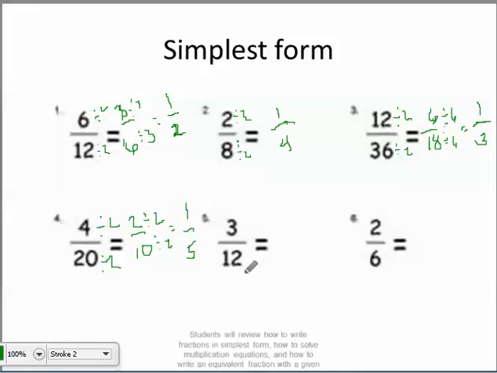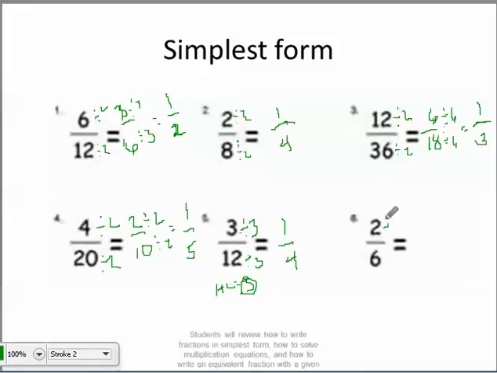Very good. This one, I don't have 2's because 3 is not an even number. In that situation, I'm going to try and divide by 3. There's a trick to determine if a number is divisible by 3. Add the digits. 1 plus 2 is equal to 3. 3 is a factor of 3, so guess what? That would make that one divisible by 3. So divide by 3. And I would wind up with 1 over 4.